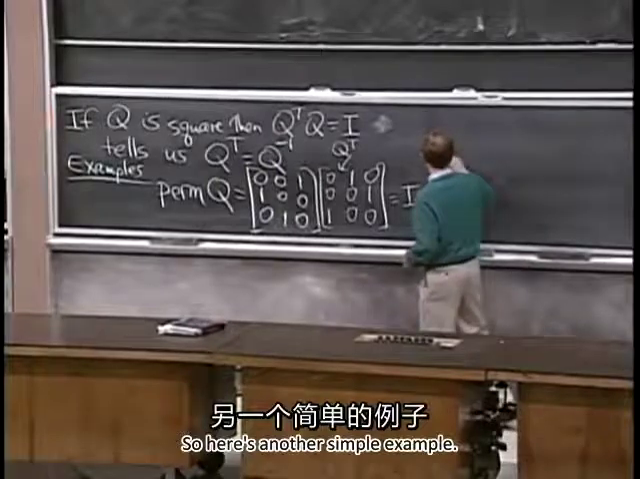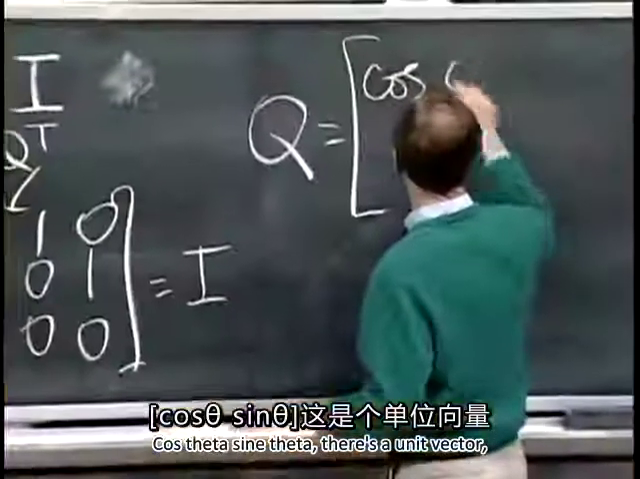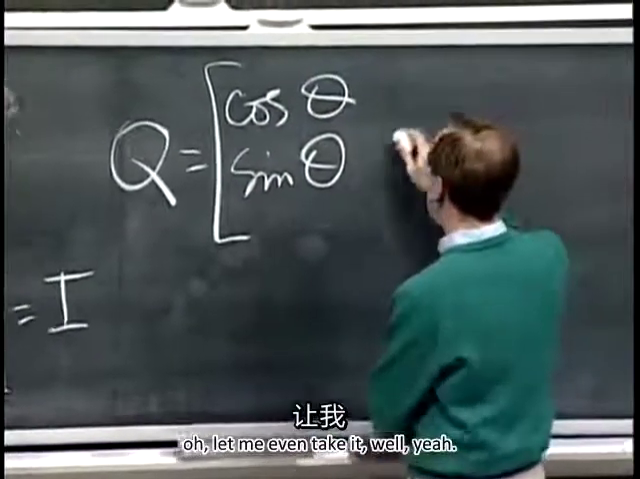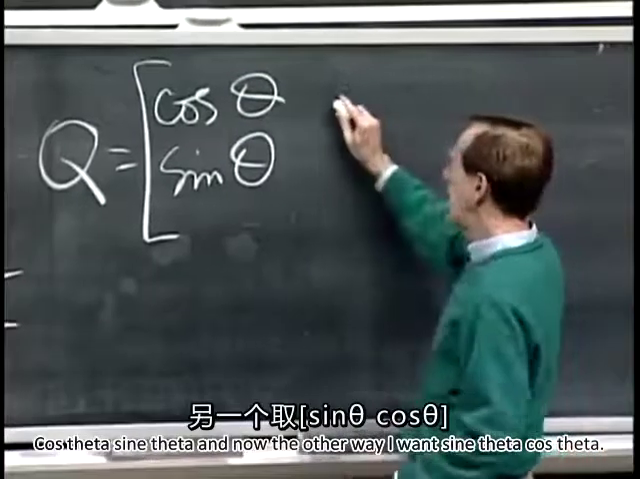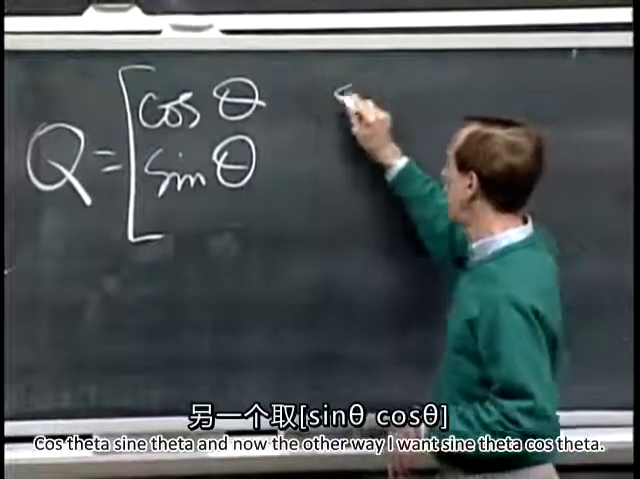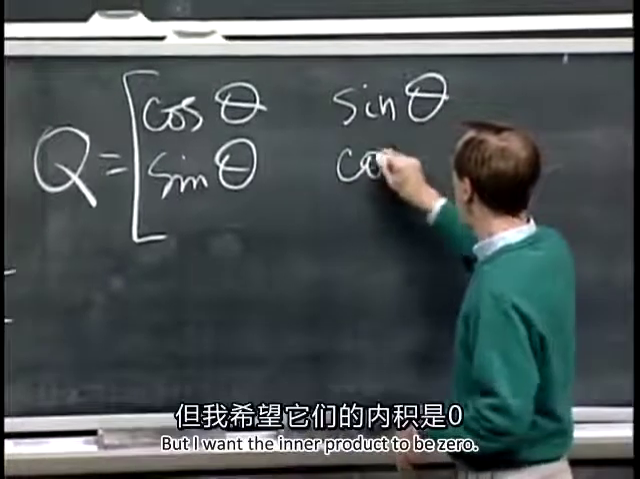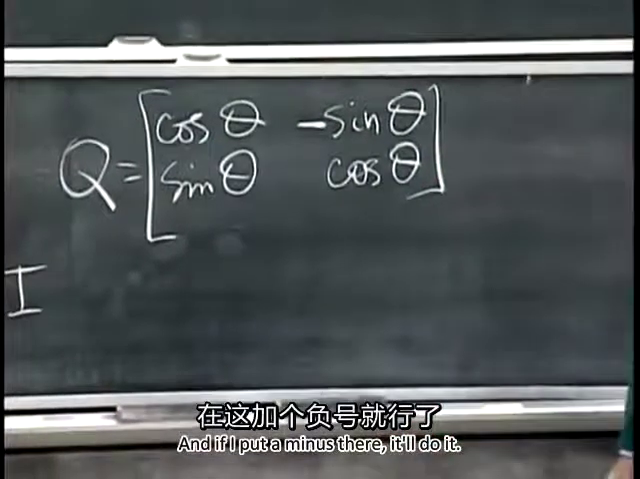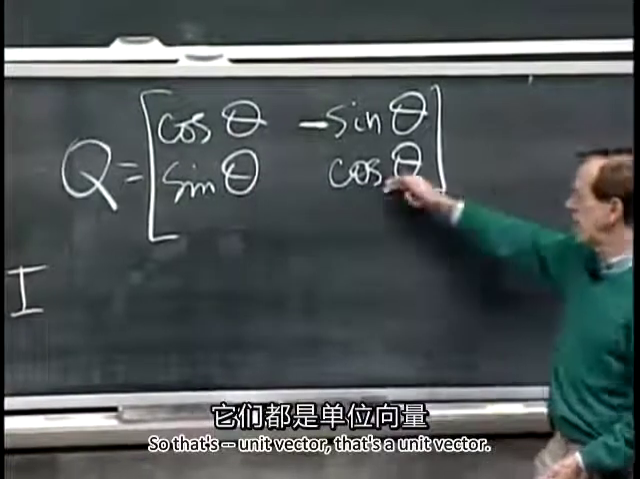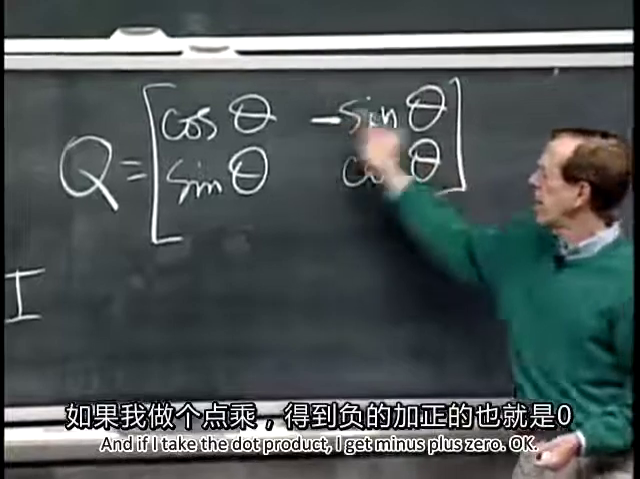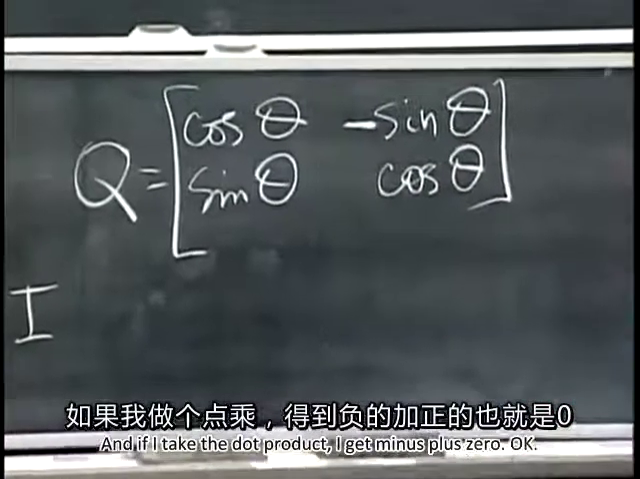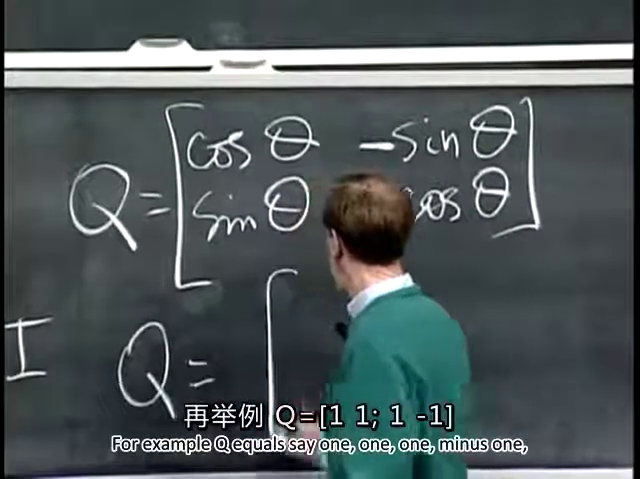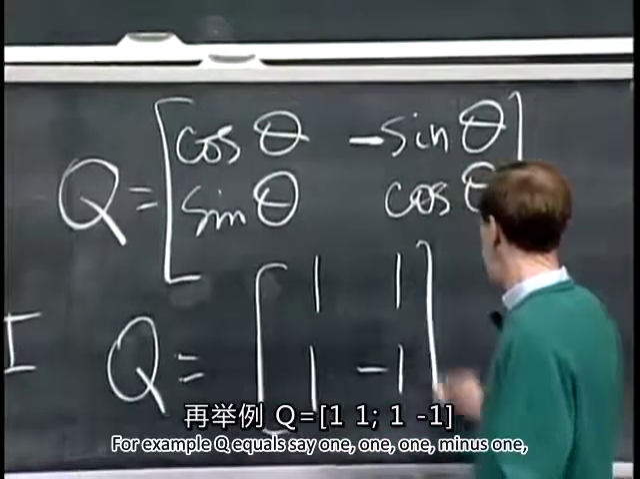So here's another simple example. Cos theta, sine theta. There's a unit vector. And now the other way, I want sine theta, cos theta. But I want the inner product to be 0. And if I put a minus there, it'll do it. So that's a unit vector, that's a unit vector, and if I take the dot product, I get minus plus, 0. Okay. So for example, Q equals, say, 1, 1, 1, minus 1.